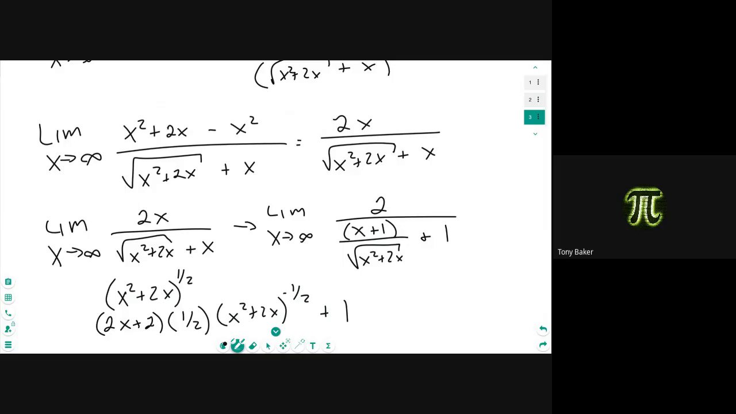So I don't think that helped us. Yeah, I don't think that helped us. Because you still have infinity over infinity here. So yeah, let's try the other way.